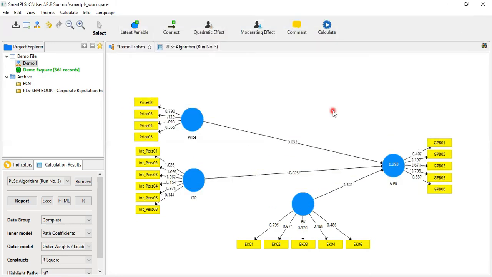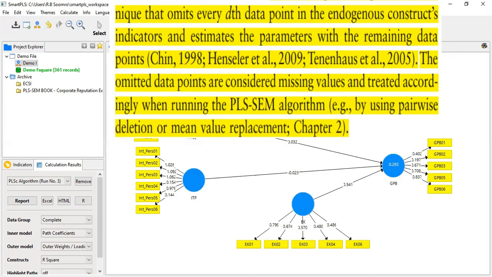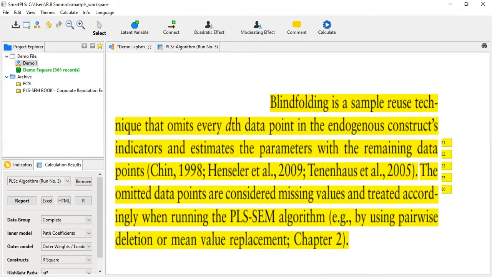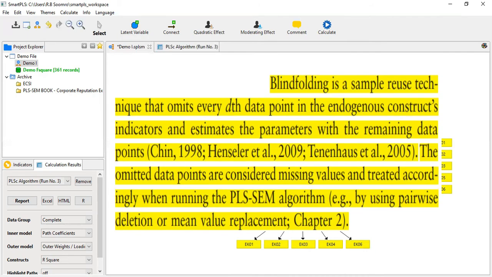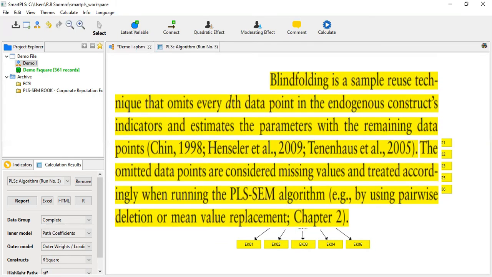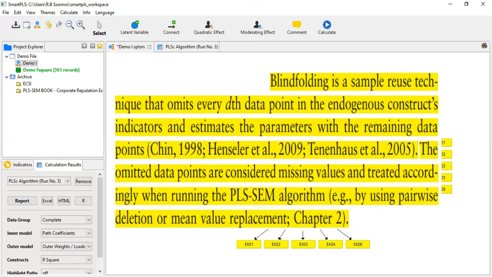And then another thing is about blindfolding. How to calculate the Q square? The procedure to calculate Q square is blindfolding. What is the concept of blindfolding? Blindfolding is a sample reuse technique that omits every data point in the endogenous construct's indicators and estimates the parameters with the remaining data points.